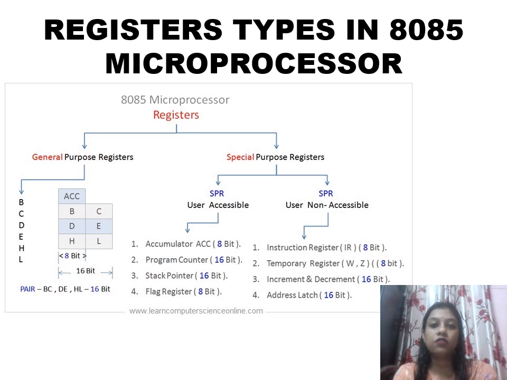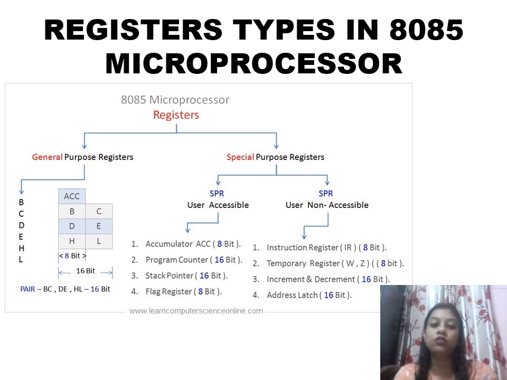So my topic for today will be the types of registers which are available in 8085 microprocessor. So basically there is a broad classification between the types of registers. Our classification is: we have general purpose registers and we have special purpose registers. In general purpose registers, we are provided with B, C, D, E, H, and L, 6 8-bit general purpose registers.